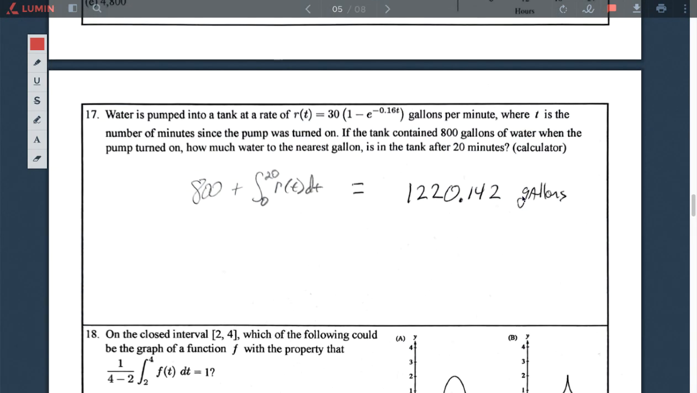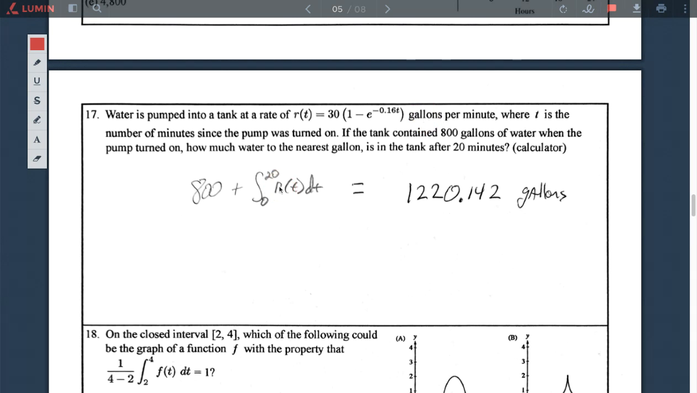17 we did not do. Water is pumped into a tank at a rate, gallons per minute, where T is the number of minutes since the pump was turned on. If the tank contained 800 of water when the pump was turned on, how much water to the nearest gallon is in the tank after 20 minutes? So I want to find gallons. If I have gallons per minute and I want gallons, that means I need to integrate.